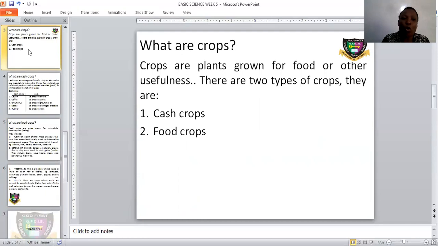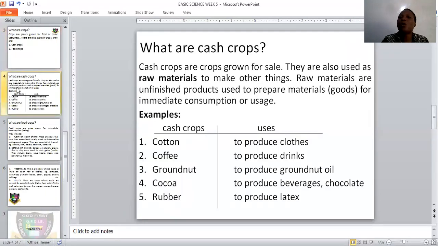Cash crops are crops grown for sale. They are for future use. They are used as raw materials, and raw materials are unfinished products used to prepare materials or goods for immediate consumption. And we listed examples of cash crops that you can use to produce another good or another produce.